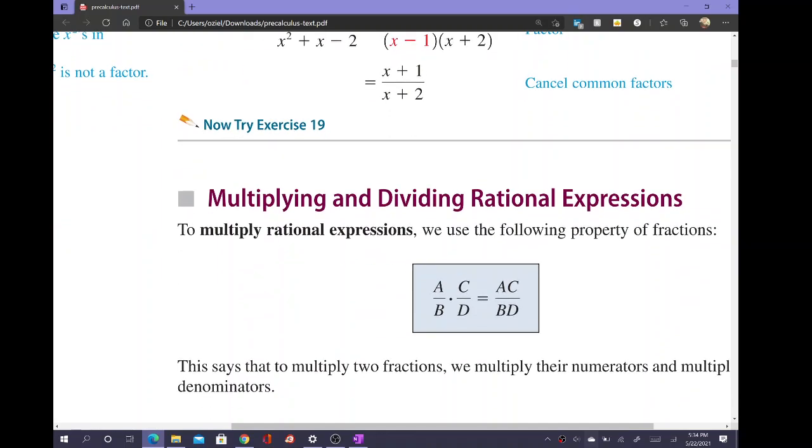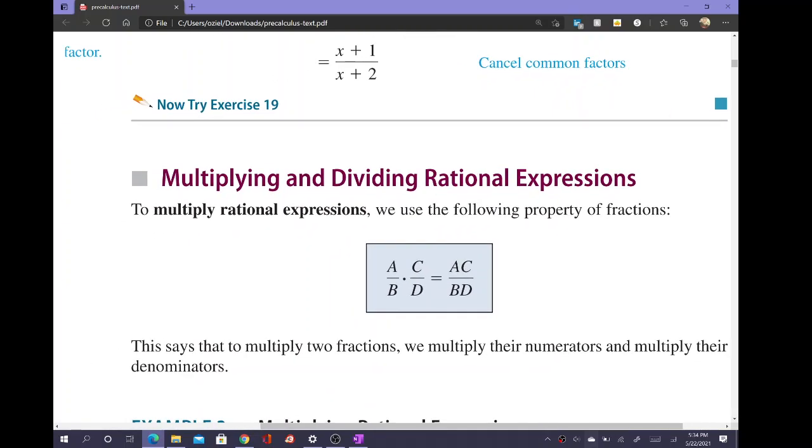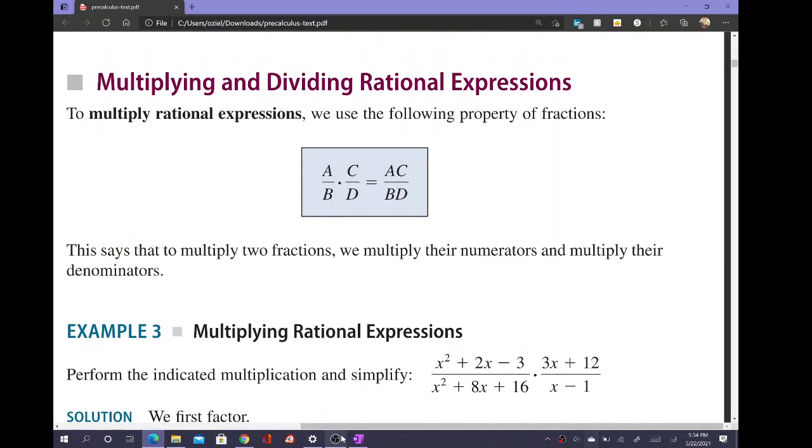Okay, so it says multiplying rational expressions, right? Anytime we have A over B times C over D, you're just going to bring it together, AC over BD, right? So example 3.